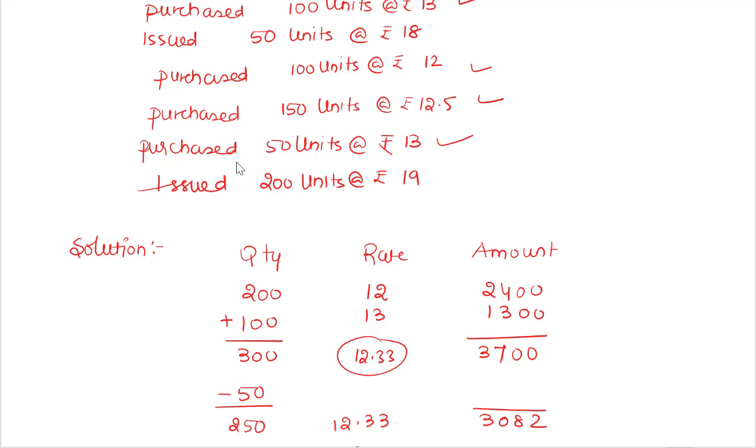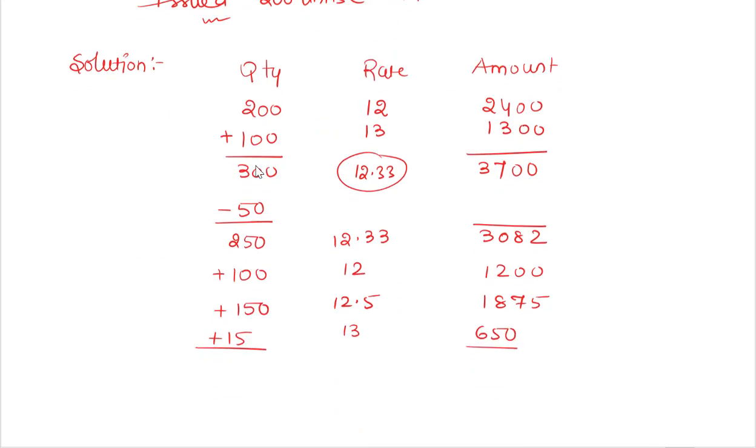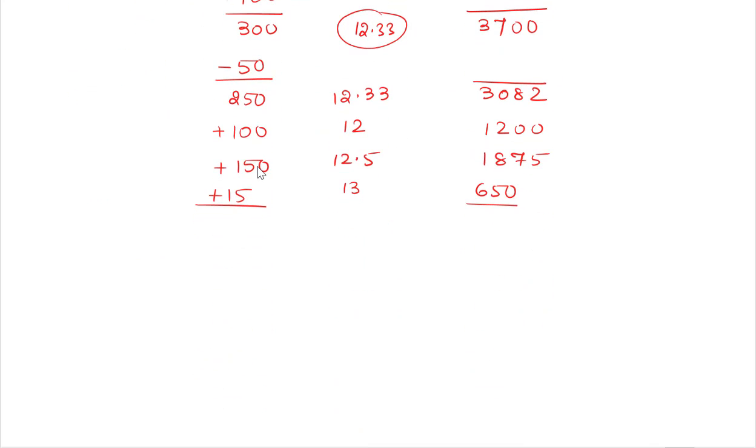Now over here it is issued. So we have to total it. 250 plus 100, 350. 350 plus 150. 400 plus 50. 250 plus 100 plus 150 plus 50 equals 550.